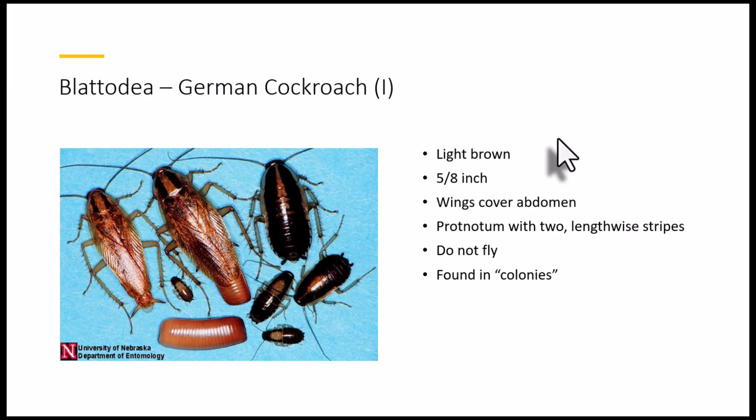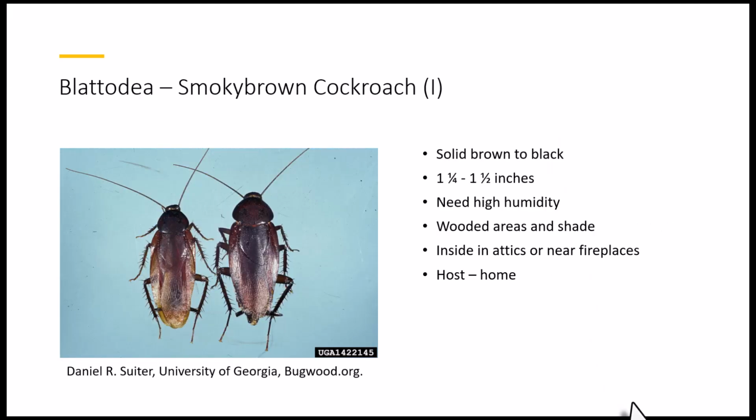Their pronotum has 2 long lengthwise lines that are kind of black or a dark brown. These sometimes are considered to be found in colonies, although they're not social insects, meaning they don't have a queen and they don't have workers or soldiers or anything like that. But they can be found in very, very large numbers in homes. Definitely considered a pest.